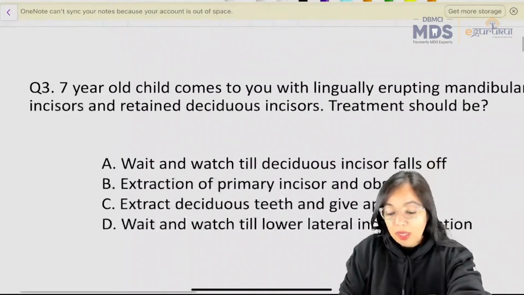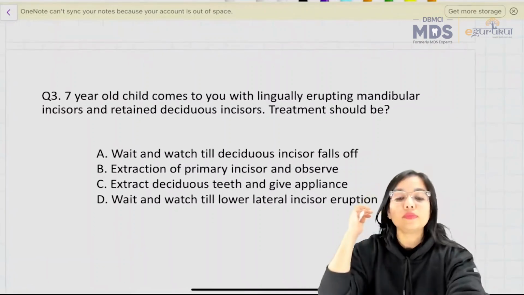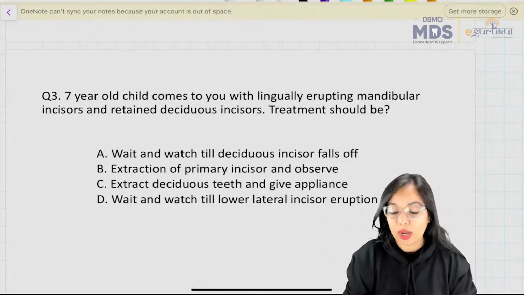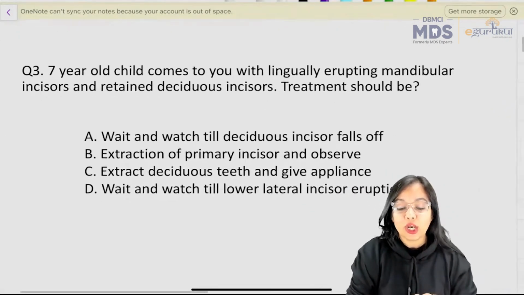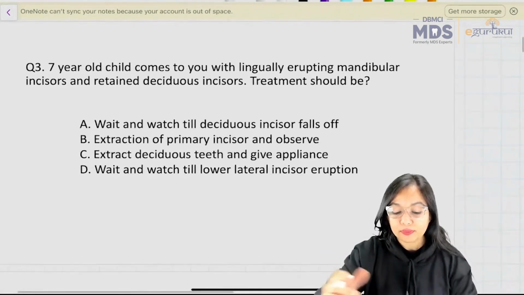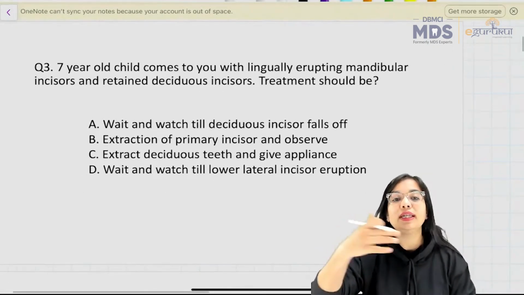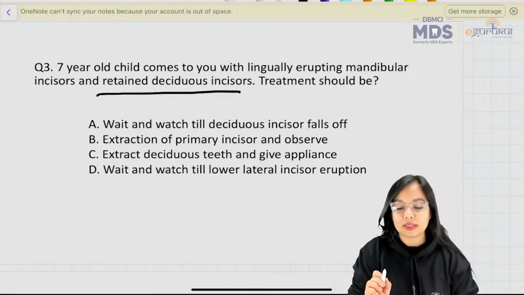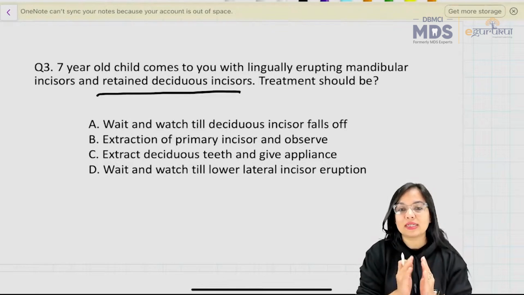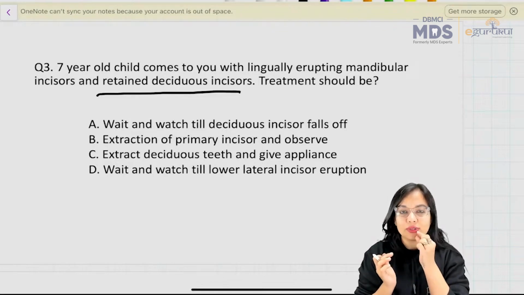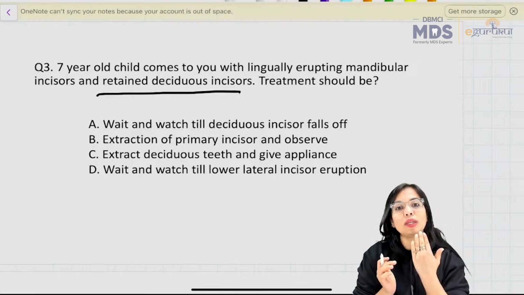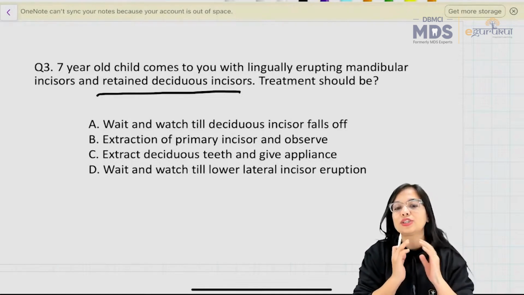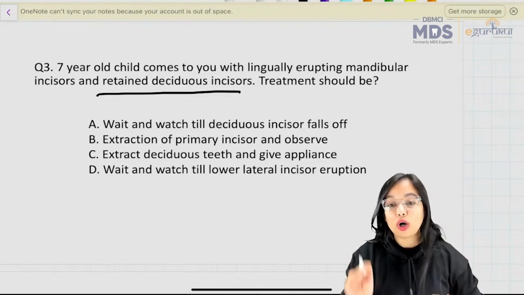Now question 3 that is being asked is, a 7-year-old child comes to you with a lingually erupting mandibular incisor. So I want you to be again very careful with this question. The child comes to you with lingually erupting mandibular incisors and retained deciduous incisors. So the deciduous incisors are still retained, and from the lingual side, permanent incisors have started to erupt. You can see the incisal edges of the permanent incisors. What should be the treatment?